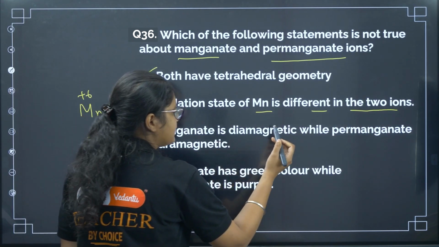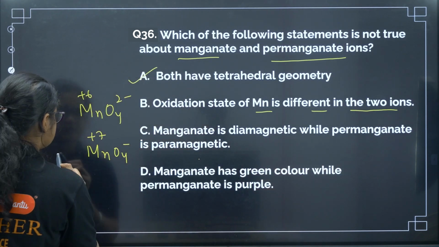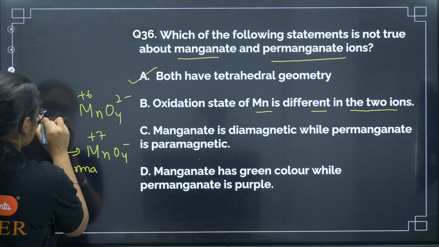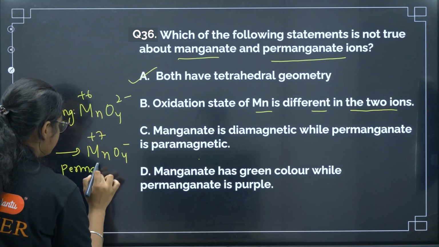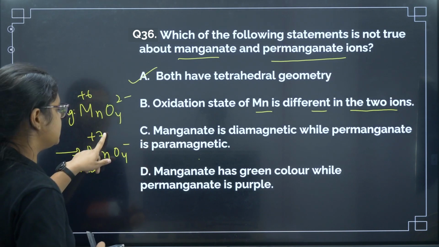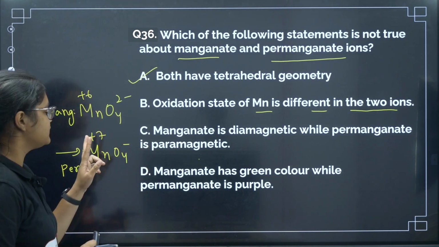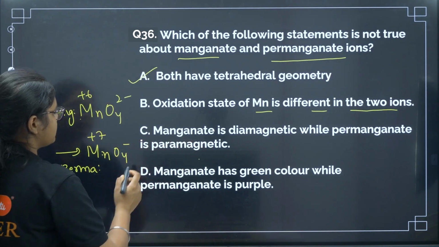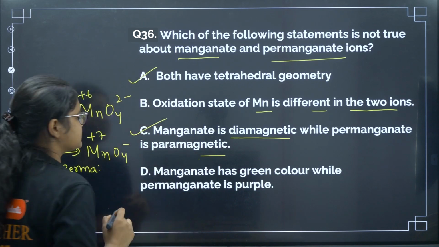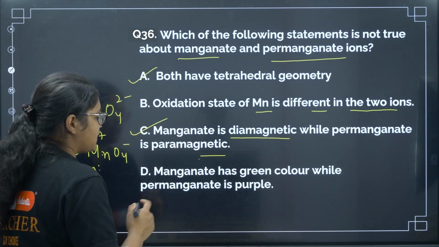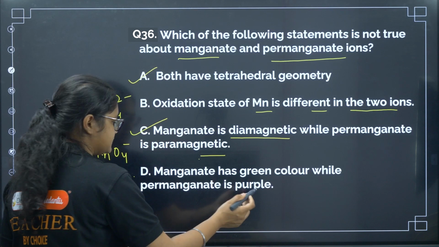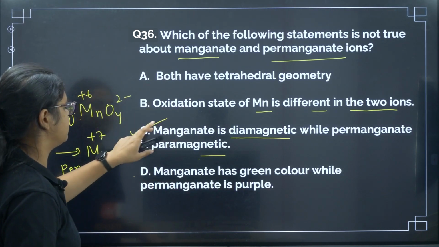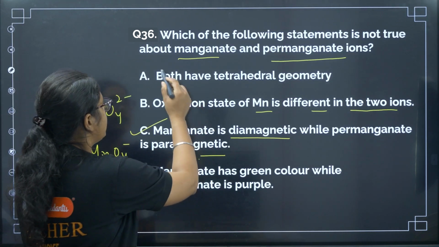Next, manganate is diamagnetic, but permanganate is paramagnetic. So if you see, this one is your permanganate, right? And this one is your manganate. Now if you see manganate, this is plus 7 state, there will be no unpaired electron here. So this one will be diamagnetic and this one will be paramagnetic, but the given options are different, right? So that is incorrect. So the correct answer for this question is option number C. Now see, manganate has green color while permanganate is purple color. This statement is also correct. So the incorrect statement is option number C, and the correct answer for this question will be option number C. Okay, you have to find the incorrect statement.